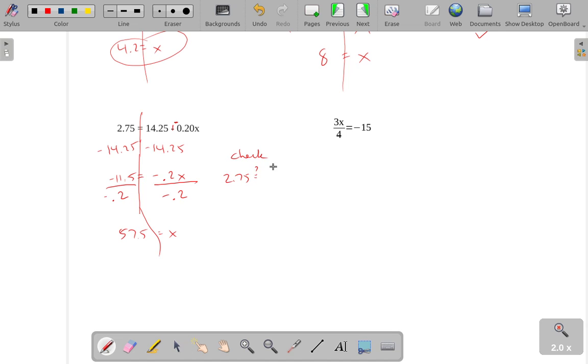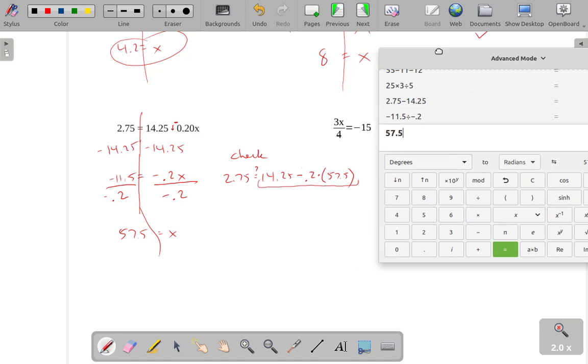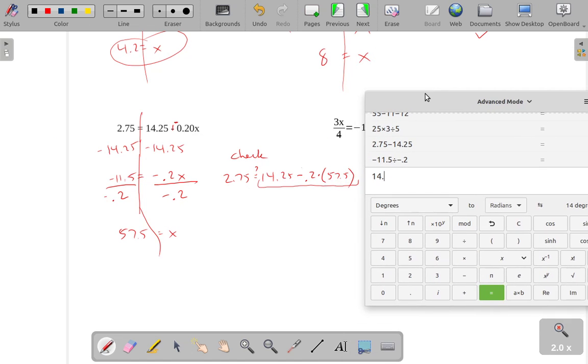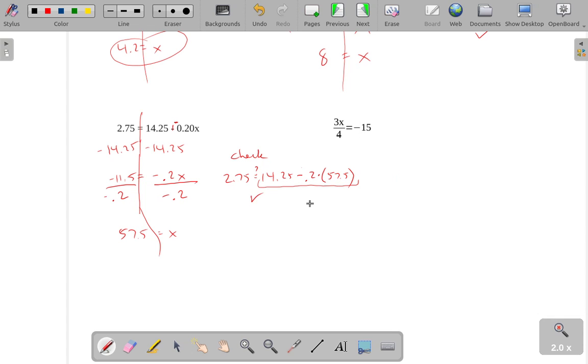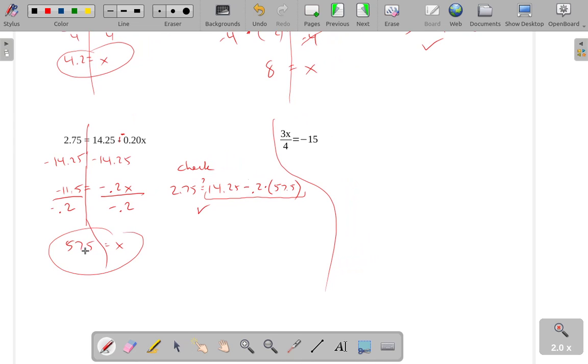2.75 question mark equals 14.25 minus 0.2 times 57.5. So this stuff right here, the right-hand side of this equation, I'm just going to plug into my calculator. And let me move it over so I can see what I'm typing. 14.25 minus 0.2 times 57.5. You can see we get 2.75. So even though there's all these weird decimals floating around, I can be very confident in my answer that it is 57.5. That confidence in your answer is invaluable in my opinion.